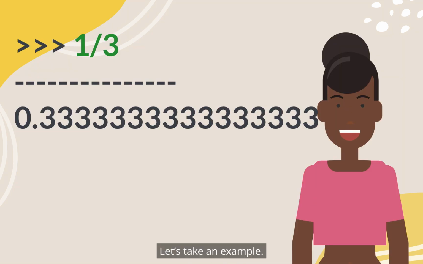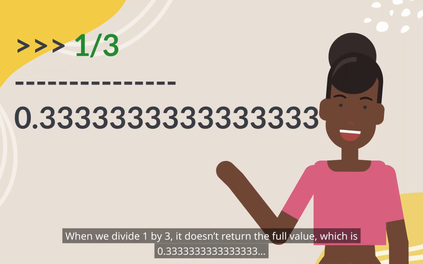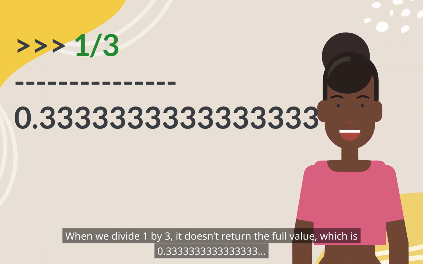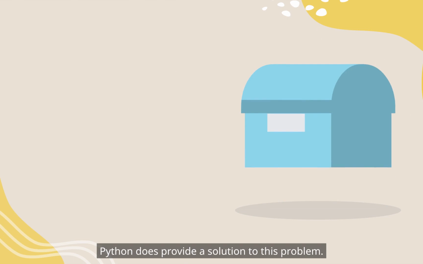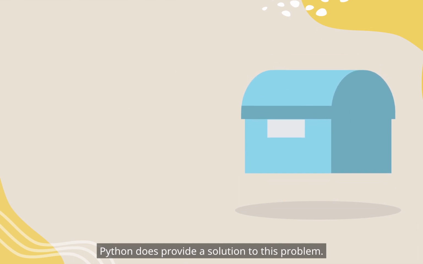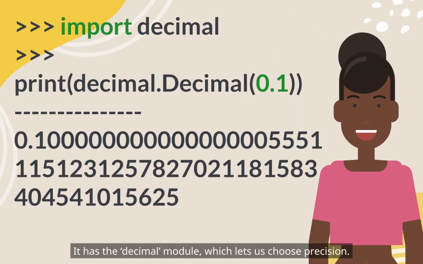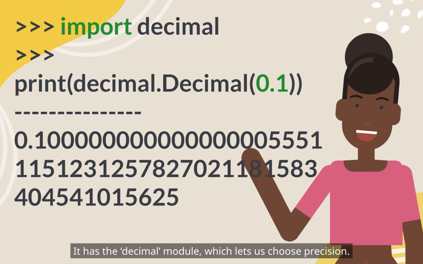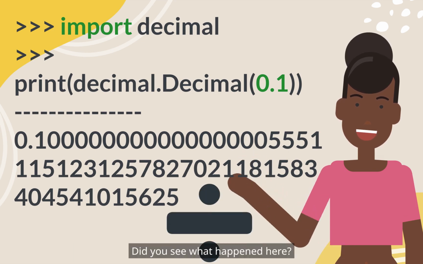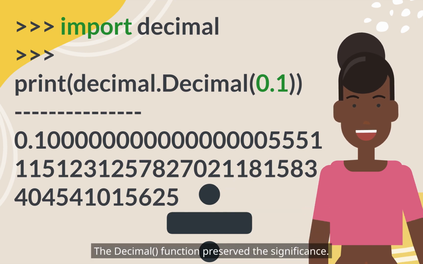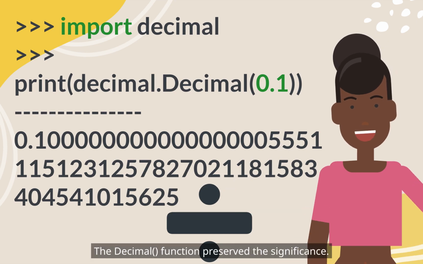Let's take an example. When we divide 1 by 3, it doesn't return the full value, which is 0.33333333333333. Python does provide a solution to this problem. It has the decimal module, which lets us choose precision. Did you see what happened here? The decimal function preserved the significance.